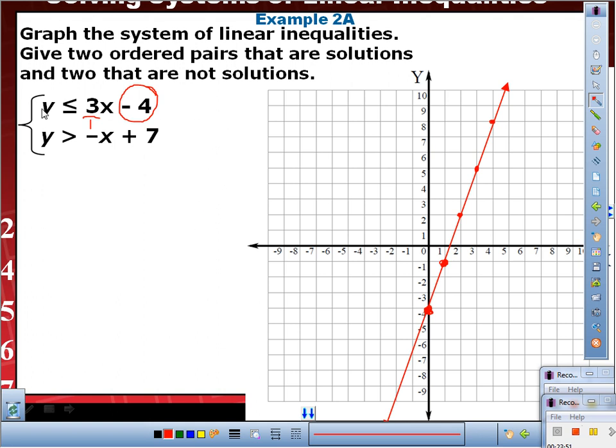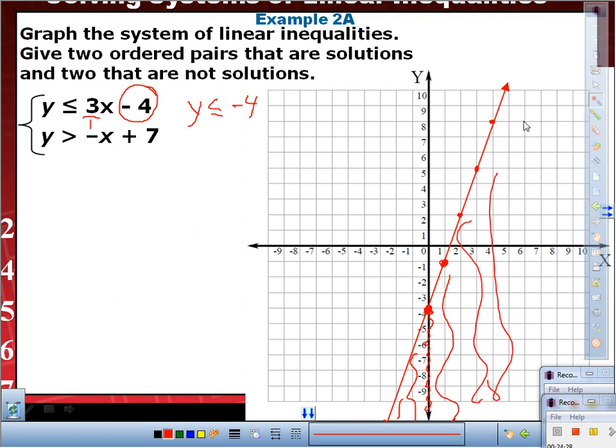So therefore, I'm going to take what? The y, the inequality symbol, and the negative 4. So let's read this. Y is less than negative 4. Let's look at negative 4. Negative 4 is right here. What y values are less than negative 4? Negative 5, negative 6. Where's that located? Below the line. So we shade everything below that line.